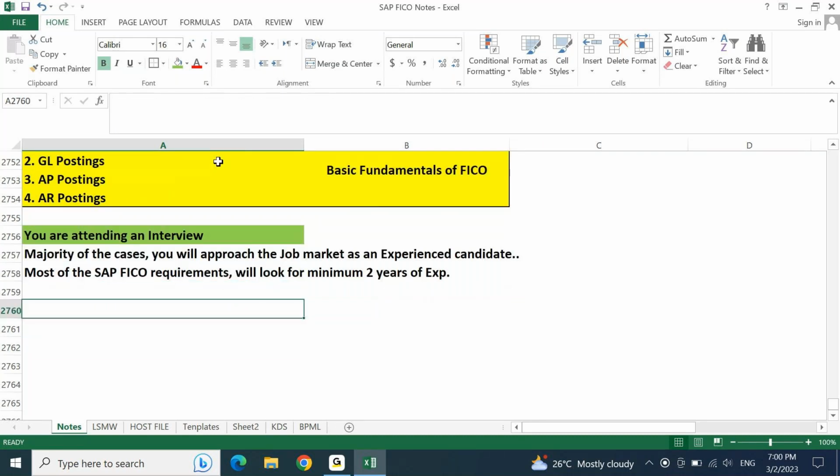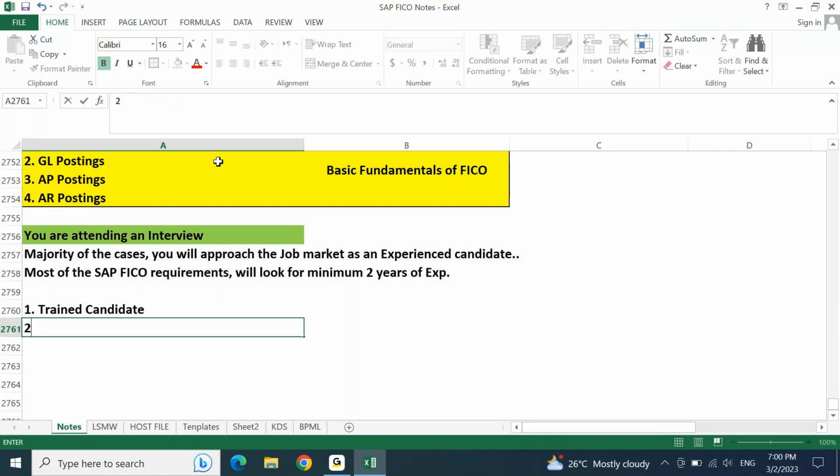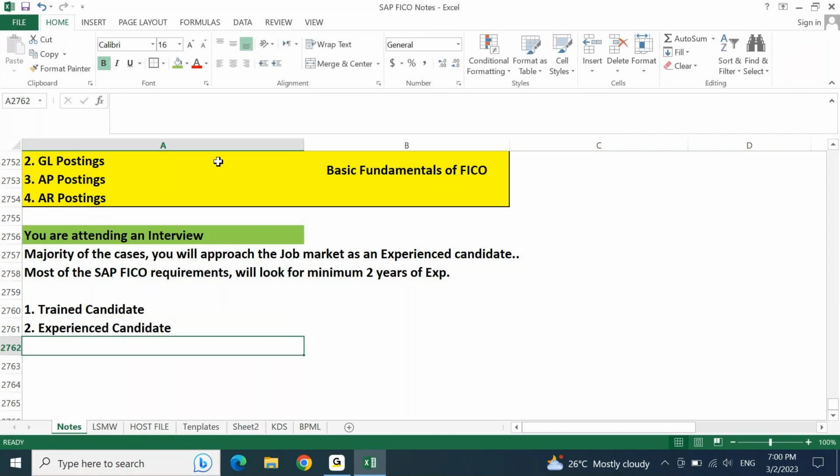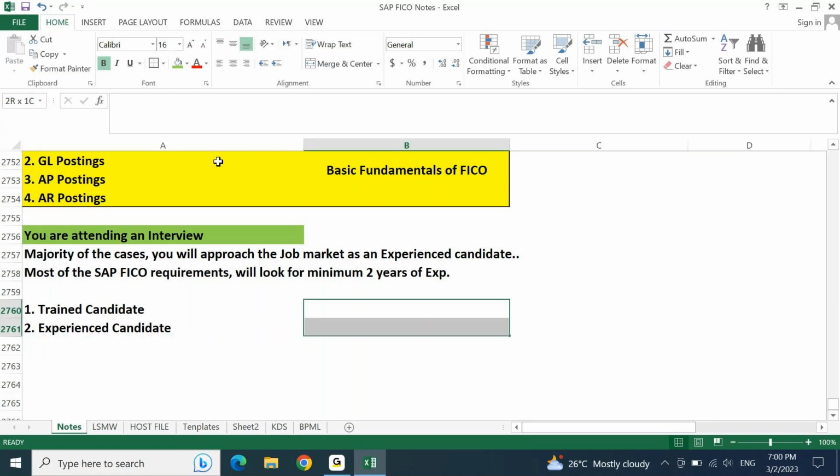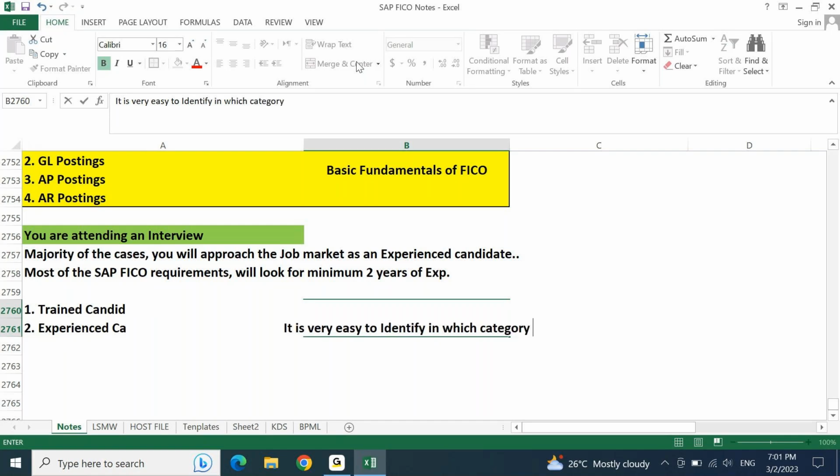Now, here there are 2 points. Point number one, you are a trained candidate. Point number two, you're an experienced candidate. The 2 points: point number 1, you are a trained candidate; point number 2, you are an experienced candidate. Now it is very easy to identify in which category you fall under based on the way you are talking on the subject.